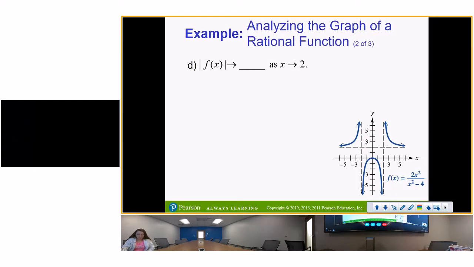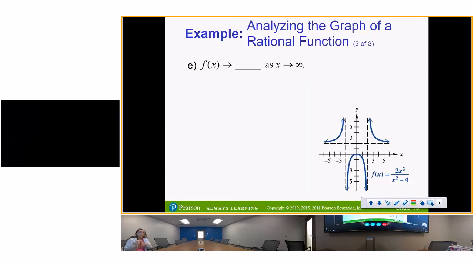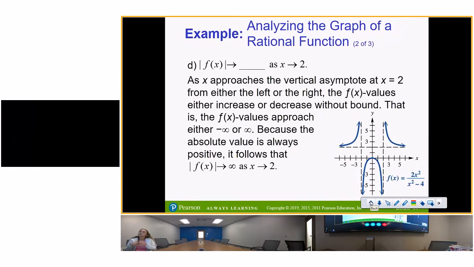Okay. The absolute value of f of x as x approaches 2. Why are they even doing this? This is out of context. What's happening as x approaches +2? As x approaches +2, you get the vertical asymptote. The positive f of x would be up here in the first quadrant. Okay? That's nice. As x approaches the vertical asymptote, I will not ask this because this is out of context. I don't know why they're asking this. Either increase or decrease, because the absolute value is always positive. It's up here.